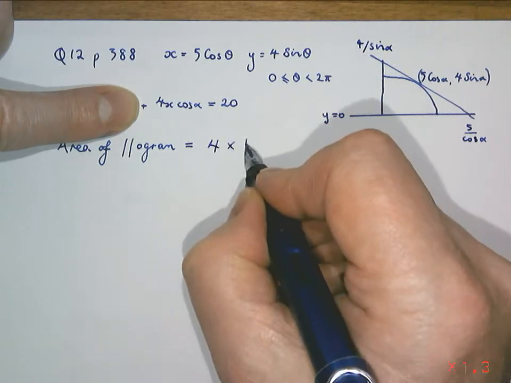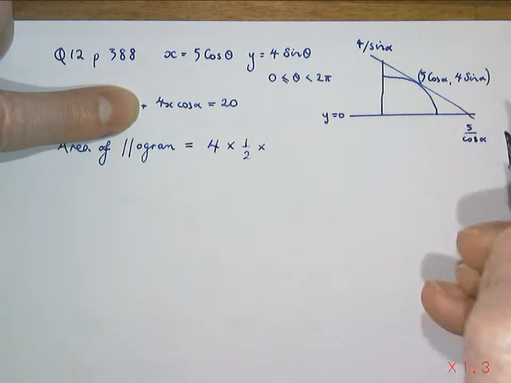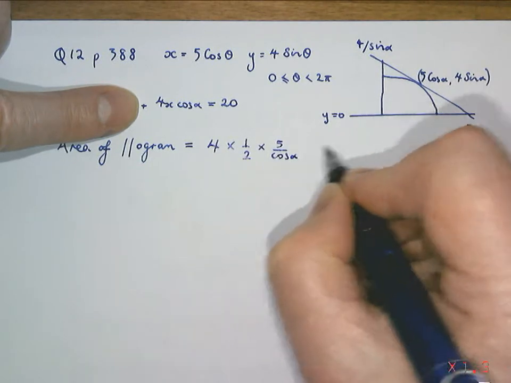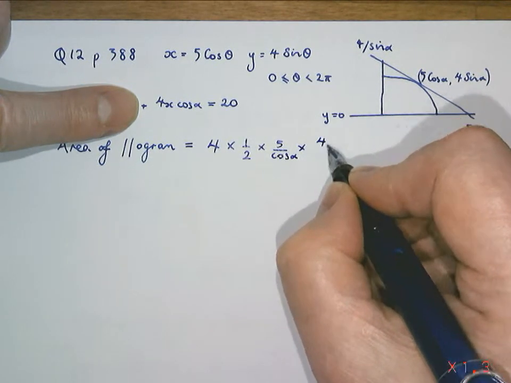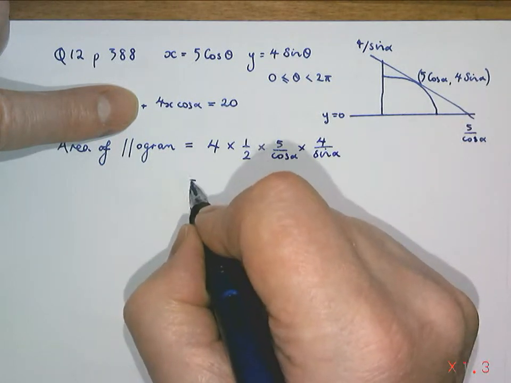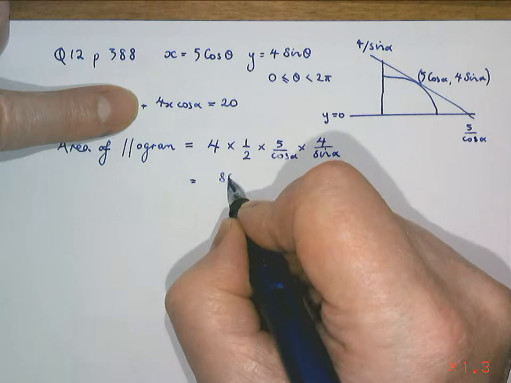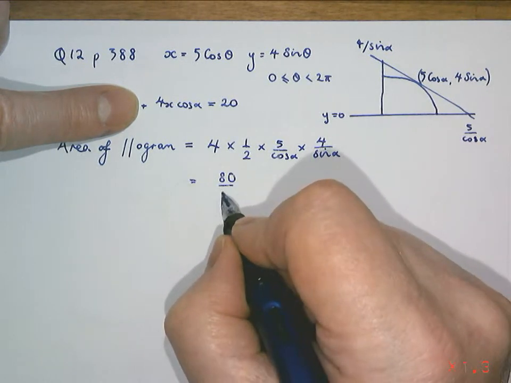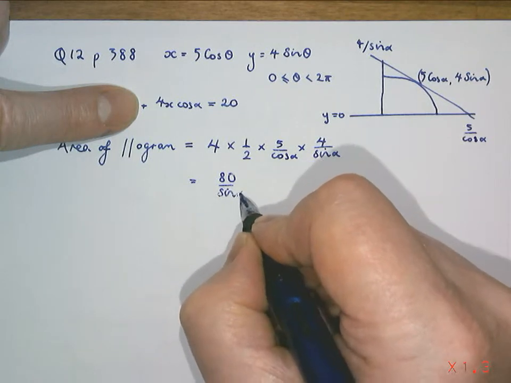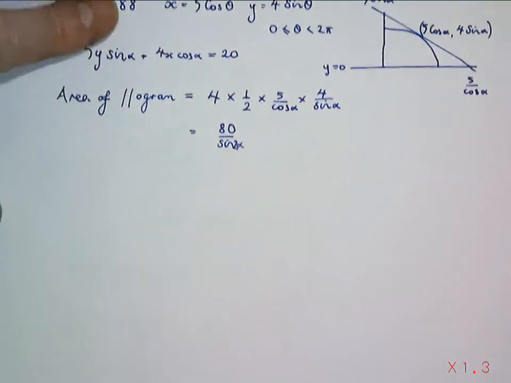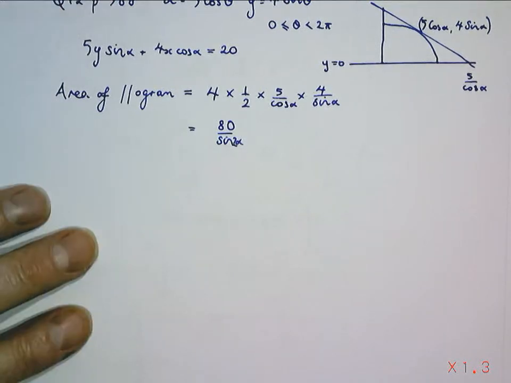4 times a half times the base, 5 over cos alpha, times the height, which is 4 over sine alpha, and that altogether gives you 80 over 2 sine alpha cos alpha, which is sine 2 alpha. So there's the area of the parallelogram. It's going to be useful later on.